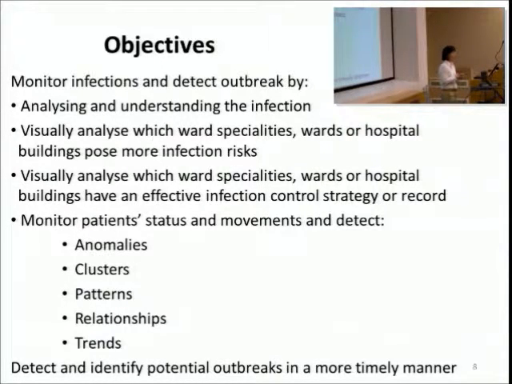We do this by monitoring the patient's status and movement so that we can detect any anomalies, things that we do not expect, any clusters of patient groups, or any patterns. Seasonal could be, geographic, and any relationship between the infection and, say, gender. Is it gender related? Is it age related? And also look at trends. So this will enable us to detect and identify potential outbreaks much more effectively. So we try to hold it as soon as we can instead of letting it grow out of proportion.